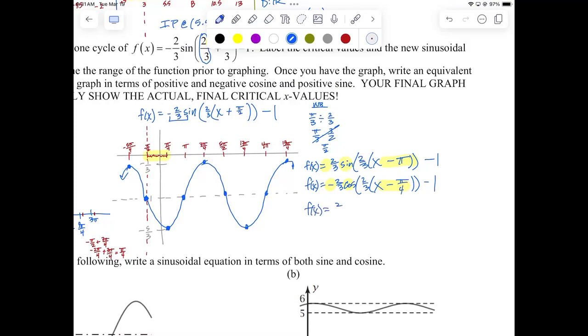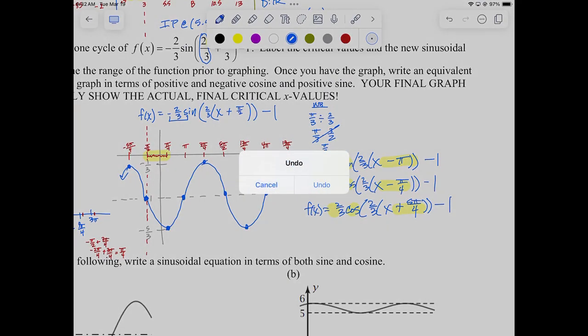So we got f of x equals positive 2/3 cosine of 2/3 x plus or minus something something, minus 1. So there's a positive cosine. And again, I spy 3 places where we could do a positive cosine. Let's do the one on the left again, just to make sure that we know how to go left. It's at -5 pi fourths. So would I put -5 pi fourths right here? I would put positive 5 pi fourths because I'm moving to the left and it's on the inside and it's the opposite of what it appears. All right, there you go.